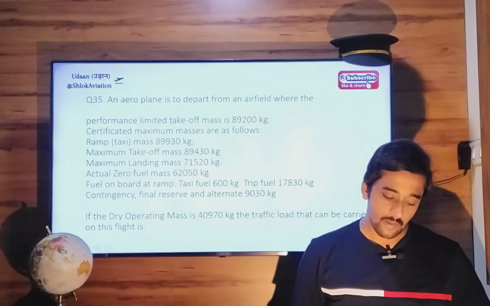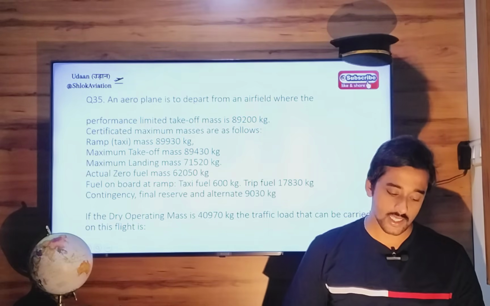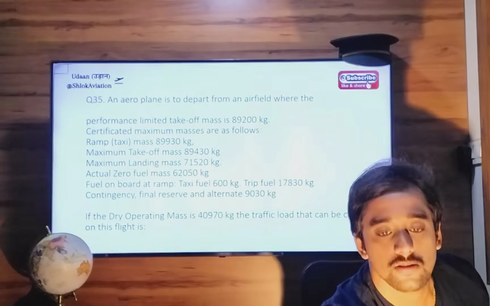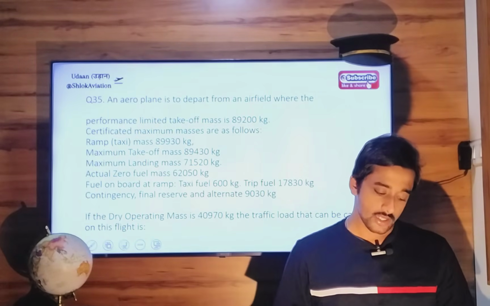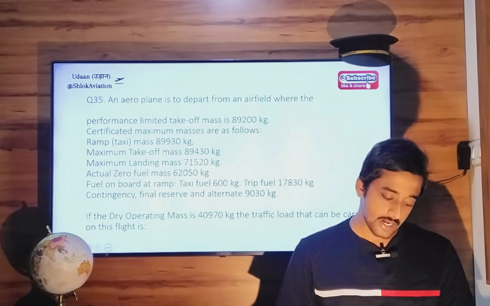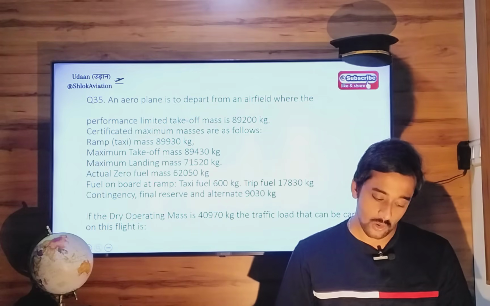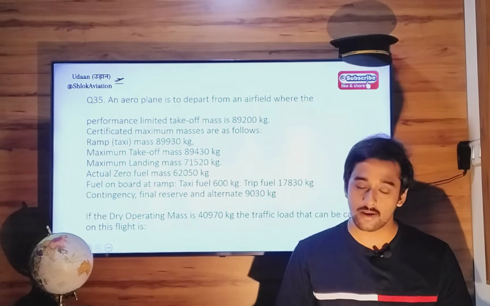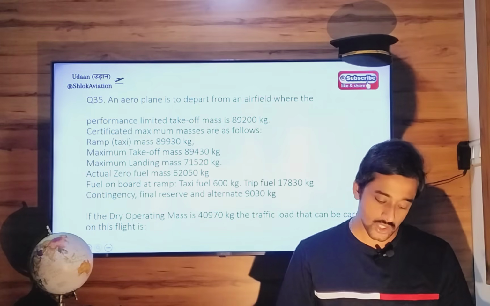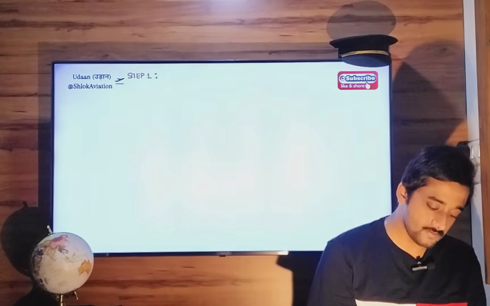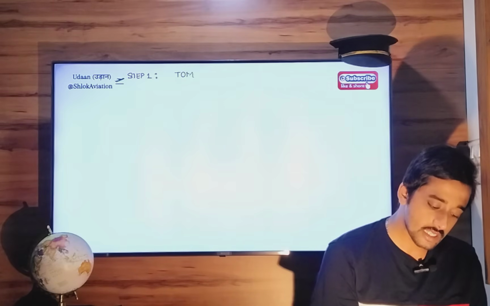Next, aeroplane is to depart from an airfield where performance takeoff mass is 89,200. Certified maximum masses are given: ramp mass, takeoff mass, landing mass, zero fuel mass, fuel on board at the time of parking, taxi fuel, trip fuel, contingency reserve, alternate fuels. DOM is given. What is traffic load? So simple question. Step 1, three columns, one for takeoff, the second for landing, and the third for zero fuel mass.